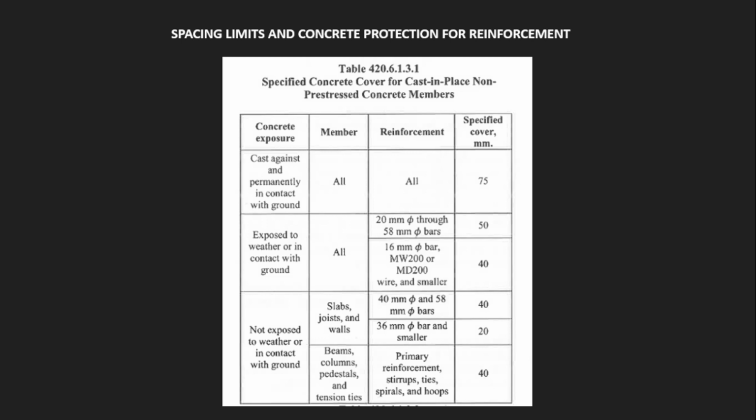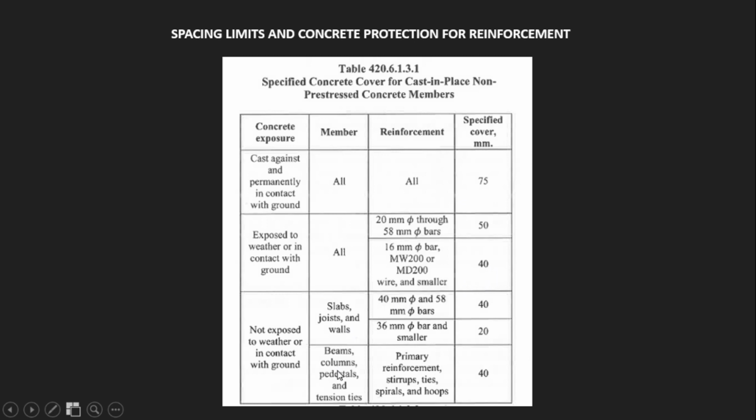For our NSCP 2015, there is Table 420.6.1.3.1. This is the specified concrete cover for cast-in-place, non-prestressed concrete members. We have concrete exposure, the member, reinforcement, and specified concrete cover. If cast against and permanently in contact with ground, for example our foundation or footing, the concrete cover should be at least 75 millimeters. But for beams, at least 40 millimeters.